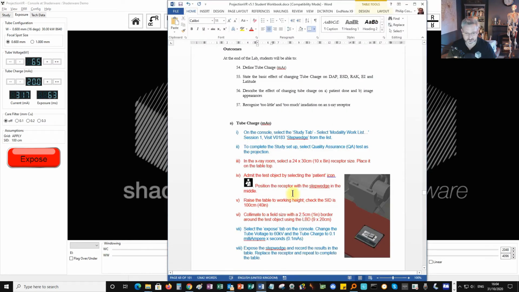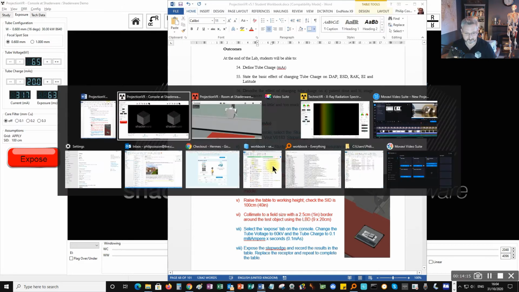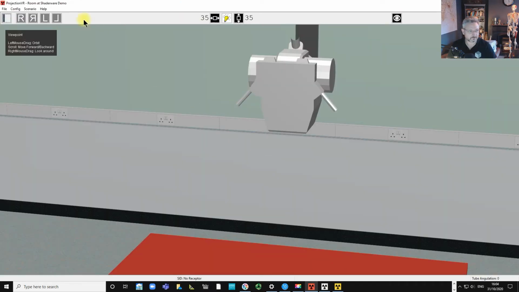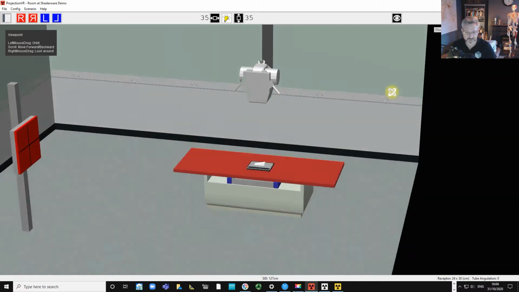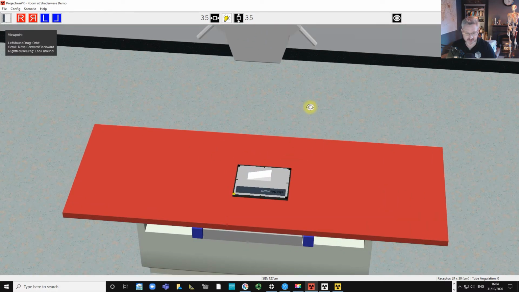Go back to the table, and it says in the X-ray room select a 2430 receptor and place it on the tabletop. Okay, so here we go with the 2430 receptor. Drop that on the tabletop, and then we're going to admit our phantom, which is an aluminium step wedge.